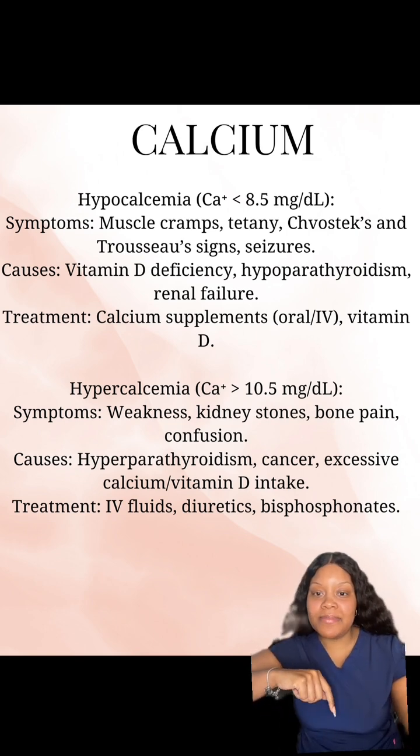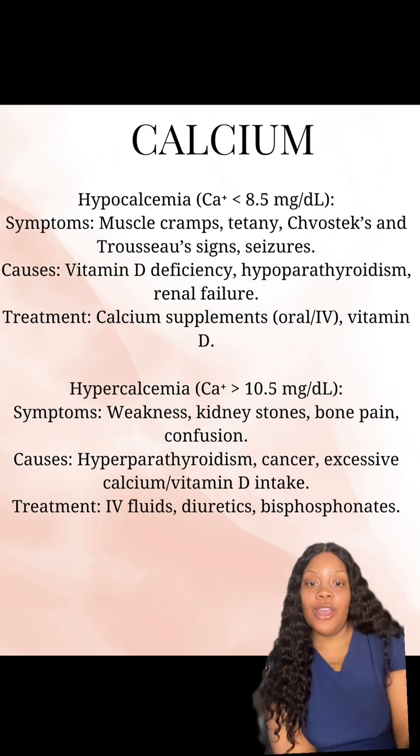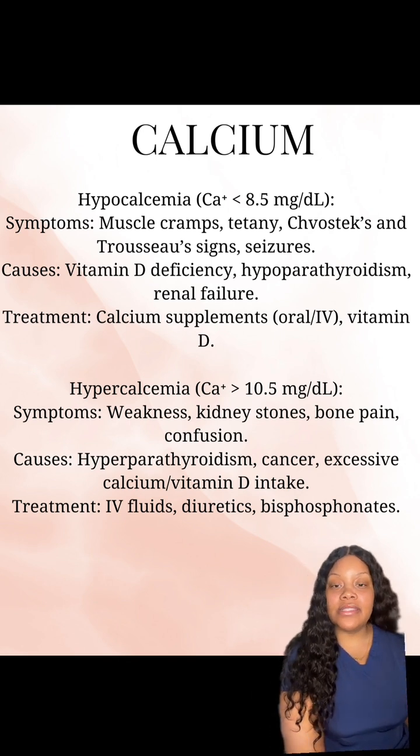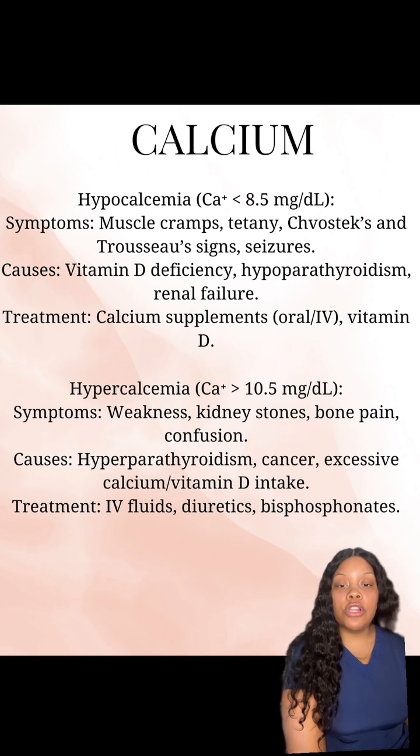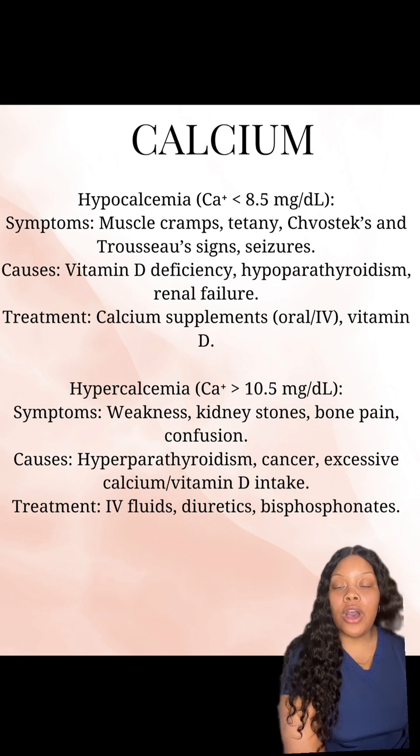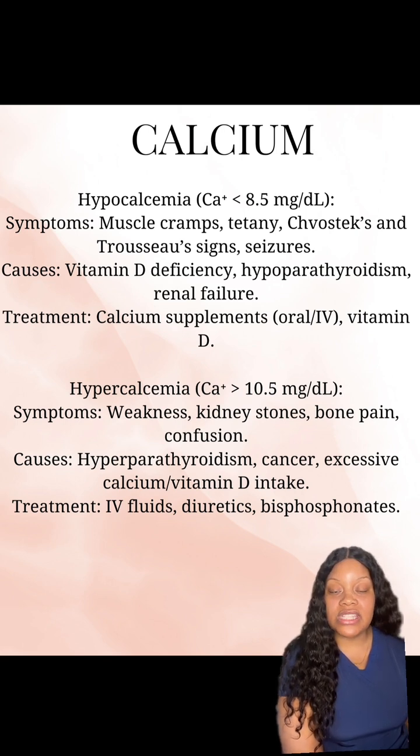So let's talk about some signs and symptoms. All right, so let's talk about hypercalcemia, and that is a calcium greater than 10.5. The little trick to remember hypercalcemia: we're going to think about the nerves, and everything is going to slow down. So patients will experience weakness because of the excessive calcium. That can cause weakness and confusion.